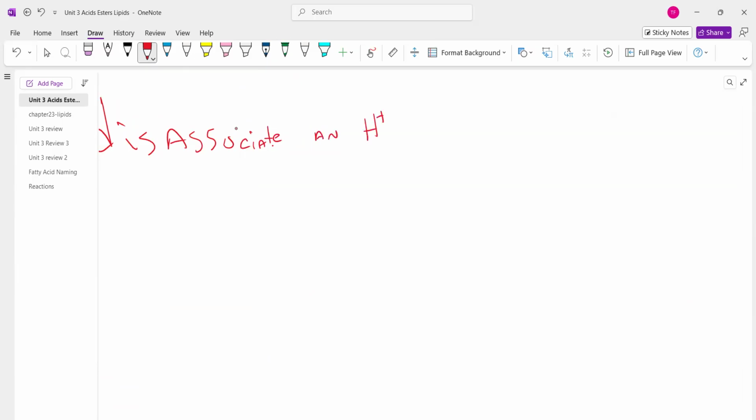A hydrogen ion. If that happens, it's an acid. However, there are strong, weak, and non-acids. A strong acid disassociates 100% of one or more hydrogen ions. Example, that would be sulfuric acid.